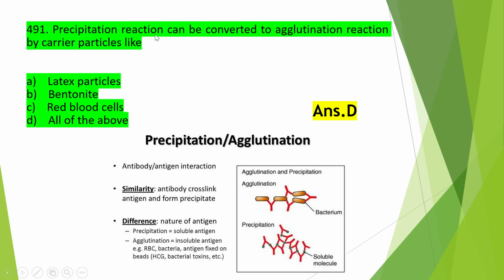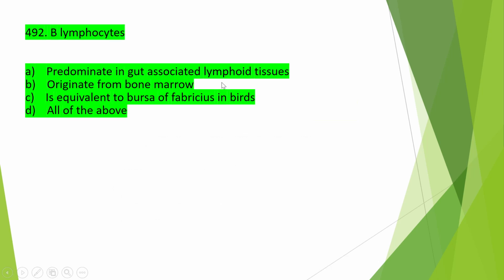So precipitation reaction can be converted to agglutination reaction by carrier particles, because the main difference between precipitation and agglutination is the nature of the antigen. In precipitation, the antigen is soluble antigen. In agglutination, the antigen is insoluble antigen.